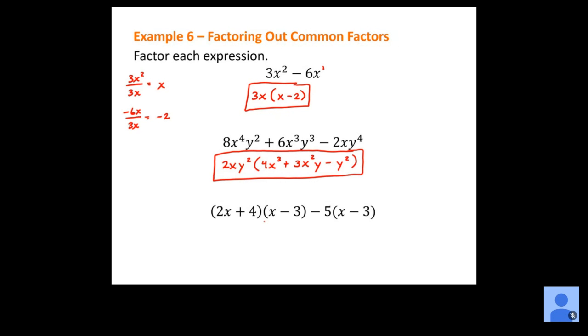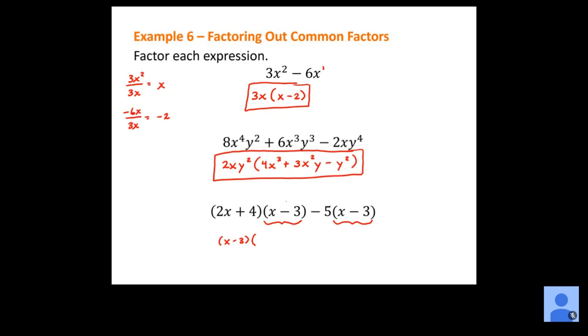So if we look right here, we have an x minus 3, and we have an x minus 3 right here. So our common factor that we can bring out is actually that binomial x minus 3. So we're going to have x minus 3. And now we just have to figure out what's left over if we take that out.